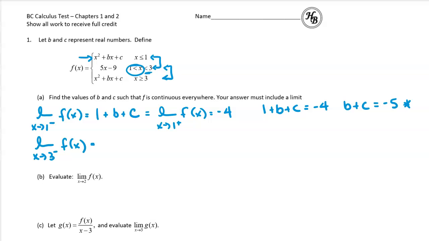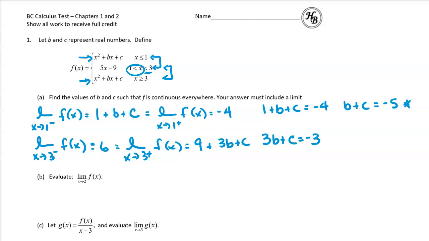Then 15 minus 9 is 6. And we want that limit to equal the limit as x approaches 3 from the right, back into the parabola on bottom. And I get 9 plus 3b plus c. And so for those to equal, let's see, I will get 3b plus c equals, when I subtract the 9, negative 3. I like to add instead of subtract, so I'm going to change all the signs. Negative 3b minus c equals positive 3.